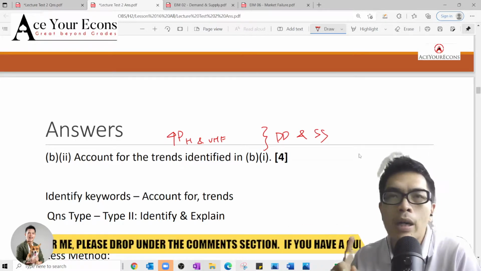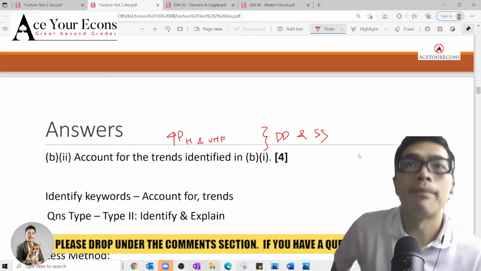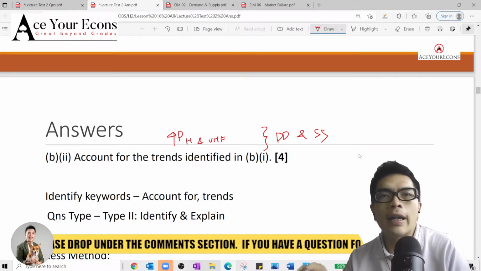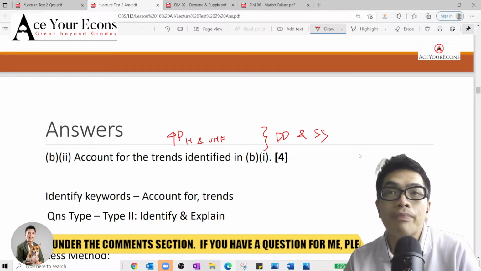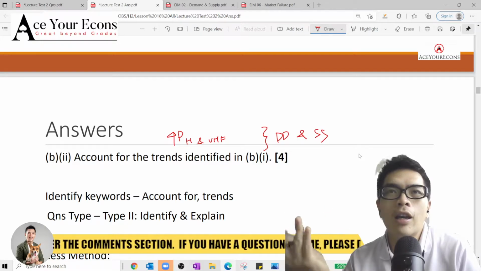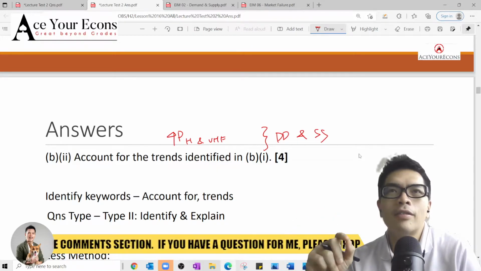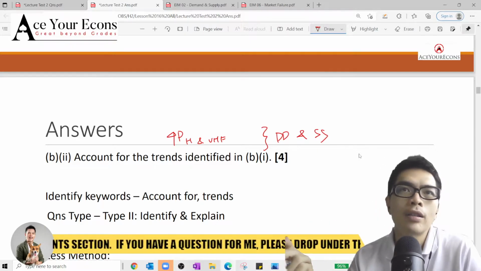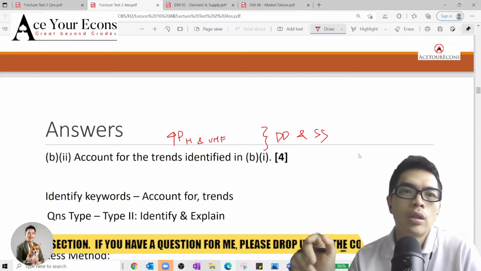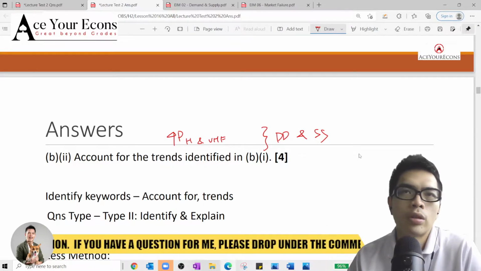So remember, every question will have a concept. Your role is to identify which are the demand and supply factors in place. I reckon that a lot of students didn't get this right. So if you have questions for me, let me know. If not, when I go through, there are certain factors that if you're not sure, you can also ask me.